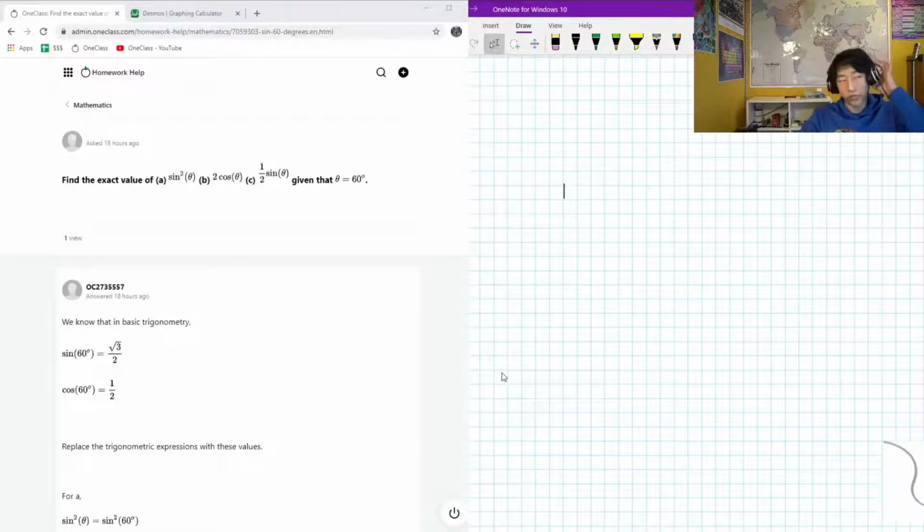Okay, so here we have the next question on the menu today, which is some trigonometric stuff. The question is asking us to find the exact value of sine squared of theta, 2 cos of theta, and 1/2 sine theta, all of these evaluated given theta equals 60. Maybe we could draw a triangle for this. This could help us visualize what is going on.